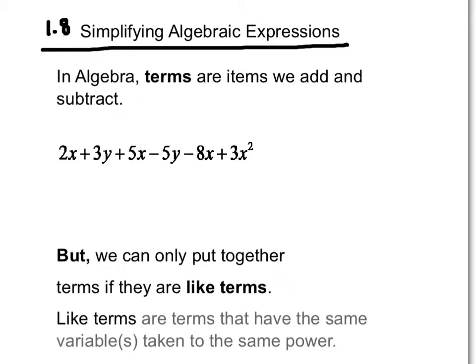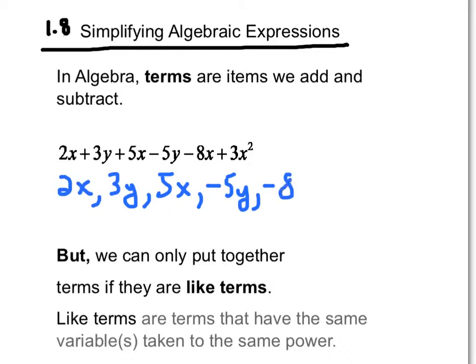What we want to really consider today is that there are items in an algebraic expression that can sometimes be put together, and the items that we can actually put together are called like terms. Just to review, terms themselves are the items we add and subtract. So in this particular expression, the terms are 2x, 3y, 5x, and anytime there's subtraction before a term, we're going to consider that to be a negative term. So we're going to call that term negative 8x, and 3x squared.